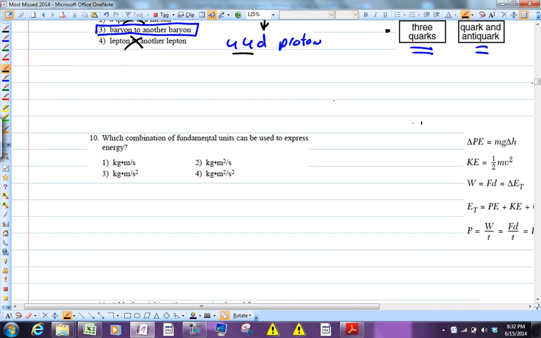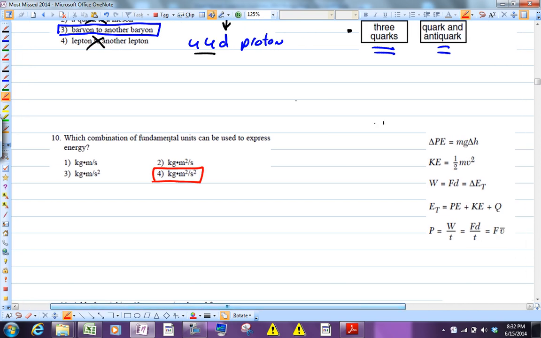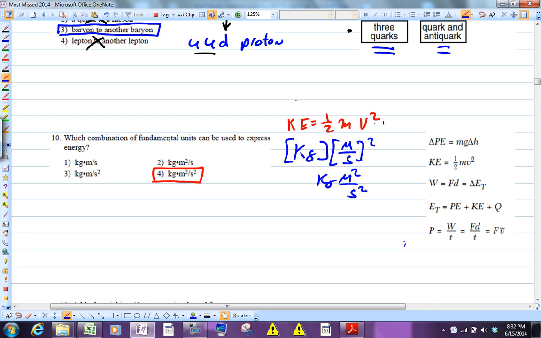Question 10. The answer is 4. Now, you can do this with really any of the energy equations. Let's try kinetic energy. Kinetic energy equals 1/2 mv squared. We only care about the units right now, so I'm going to ignore the half. Mass is kilograms. Velocity is meters per second, and we're going to square that. So you're left with kilogram meters squared per second squared, which is our answer.